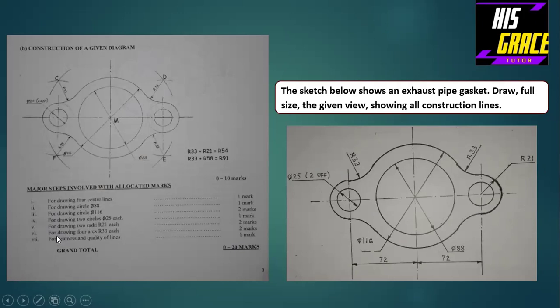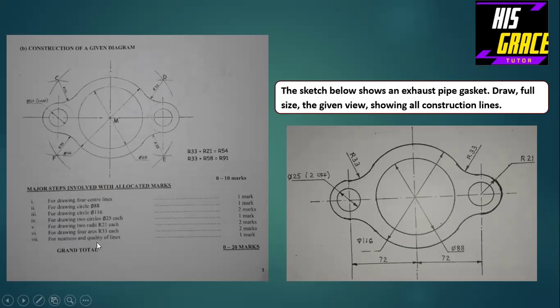Then for drawing 4 arcs, radius 33 each, 2 marks are awarded to that. So 4 arcs, radius 33 each. So this arc here, this one, this arc here, and also this arc and this arc. So 2 marks are awarded to that. As you can see them here, this is the radius 33. So for drawing these 4 arcs, they awarded 2 marks to that.